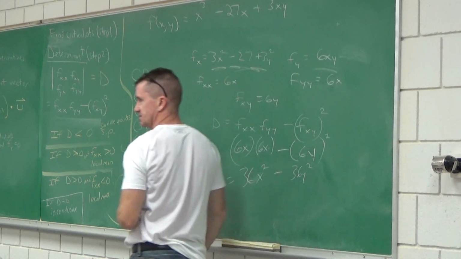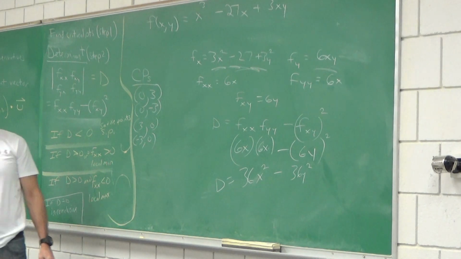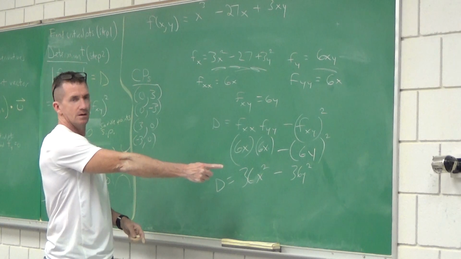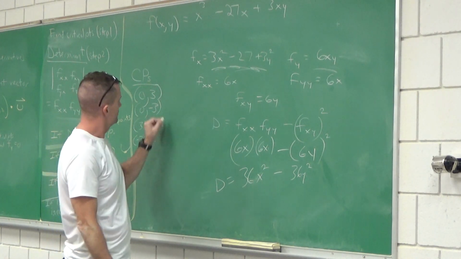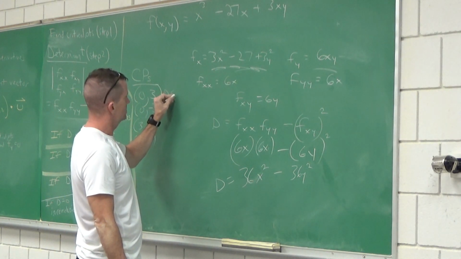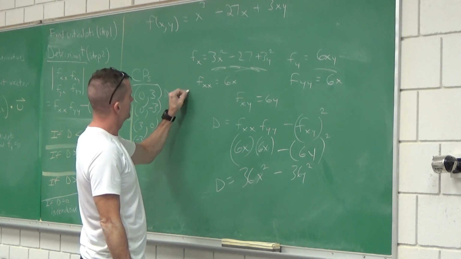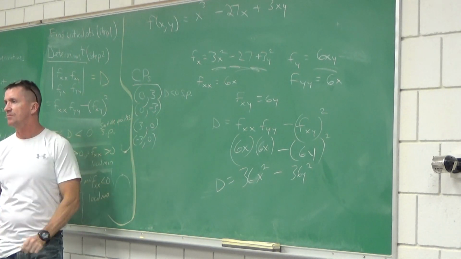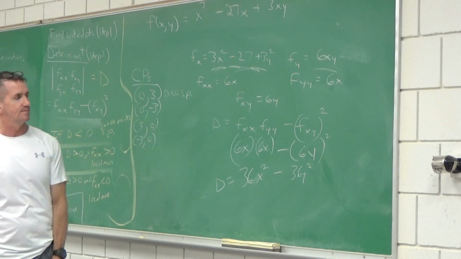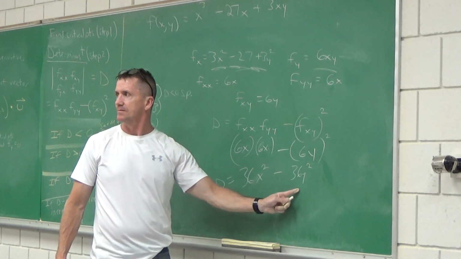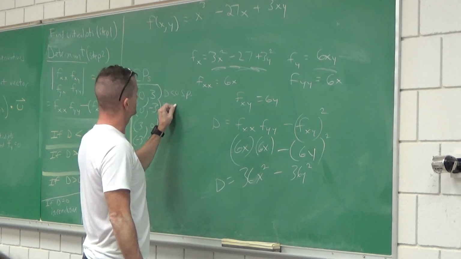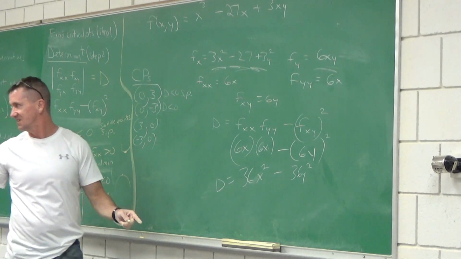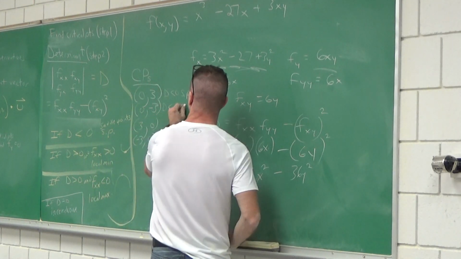What do we do with all these points? Plug them in. All right, you ready? 0, 3. What happens with the determinant? That's negative. So guess what it is? I'm just going to put SP for saddle point. There's a saddle point at the point 0, 3. How about 0, negative 3? Determinant's also what? I love saddle points because you don't have to do anything else. It's the other ones you got to do more. Is it negative again? Saddle point.